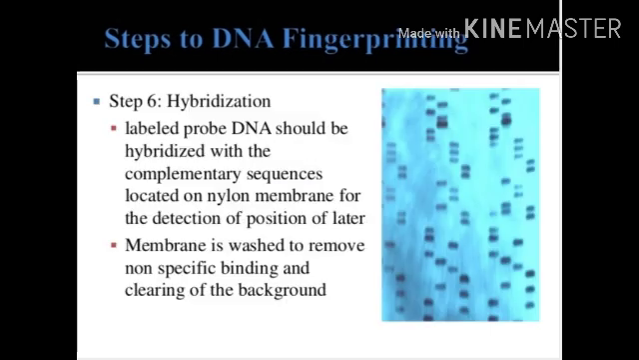After that, the next step is hybridization, where we analyze the hybrid fragments. The labeled DNA probe hybridizes with the complementary sequences located on the nylon membrane for the detection of the position. Then the membrane is washed to remove non-specific binding. That means those which do not bind, the non-specific binding, will wash out so that the background will be clear.